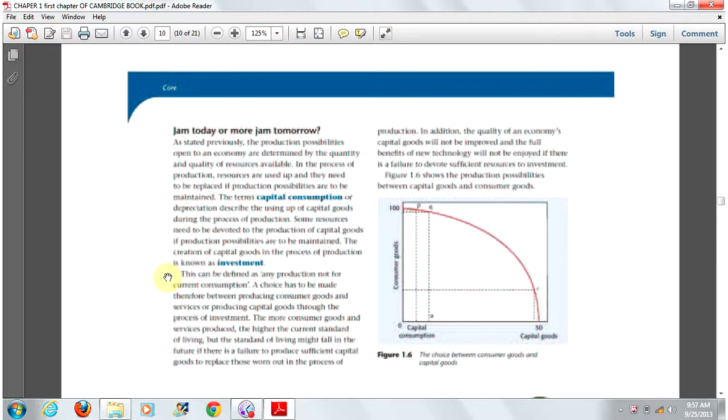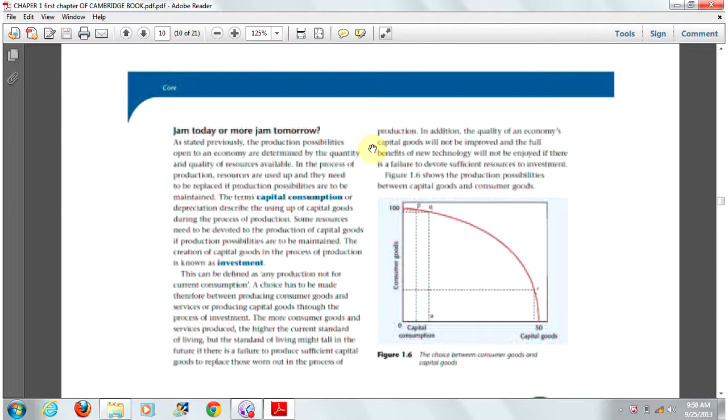A choice has to be made, therefore, between producing consumer goods and services or producing capital goods through the process of investment. The more consumer goods and services produced, the higher the current standard of living. But the standard of living might fall in the future if there is a failure to produce sufficient capital goods to replace those worn out in the process of production. In addition, the quality of an economy's capital goods will not be improved and the full benefits of new technology will not be enjoyed if there is a failure to devote sufficient resources to investment.